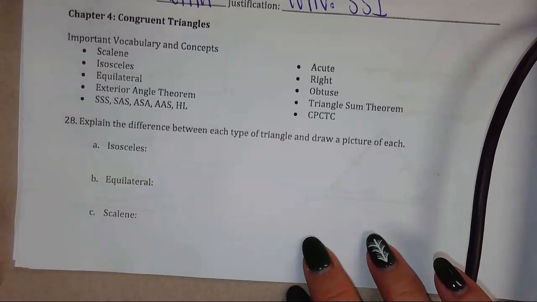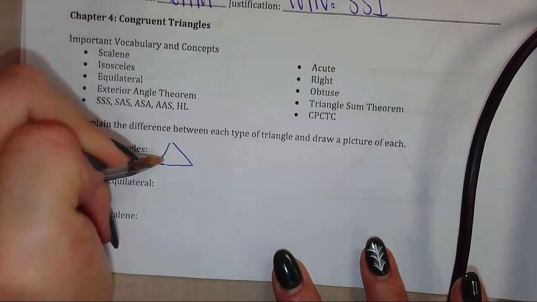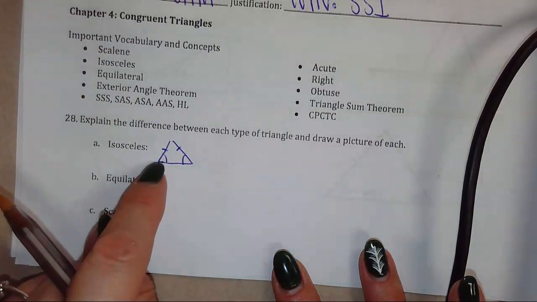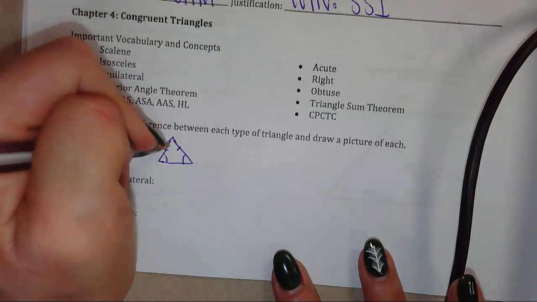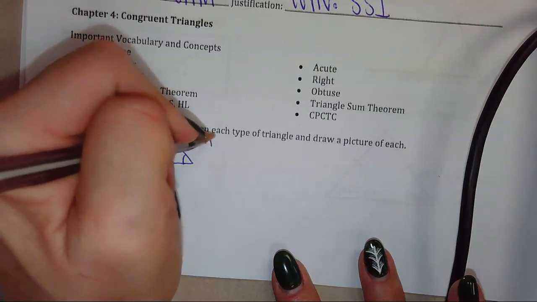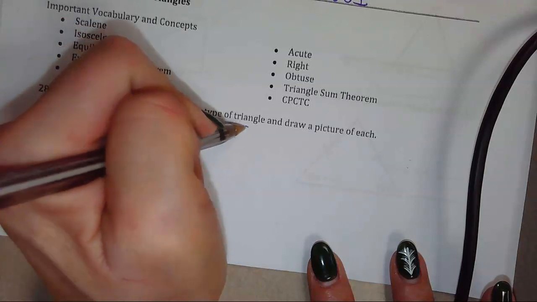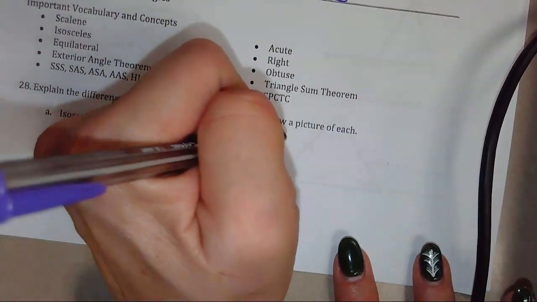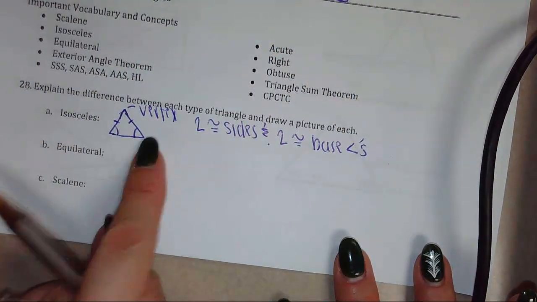Okay guys, explain the difference between each type of triangle and draw a picture. So isosceles has two congruent base angles, and as you follow those congruent base angles up, you have two congruent legs. Where those two congruent legs come together is called your vertex. So, two congruent sides and two congruent base angles. These two are congruent.